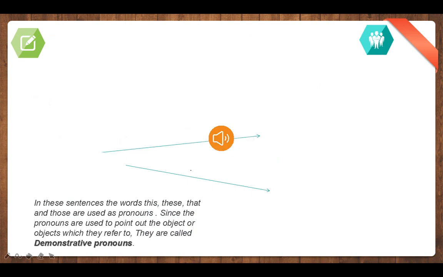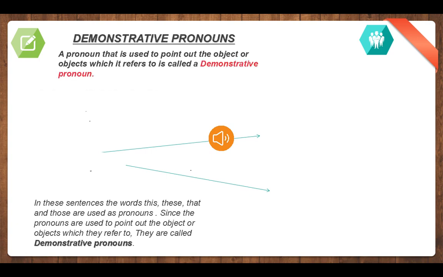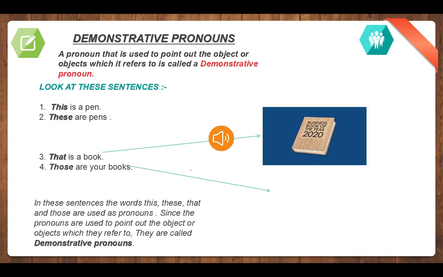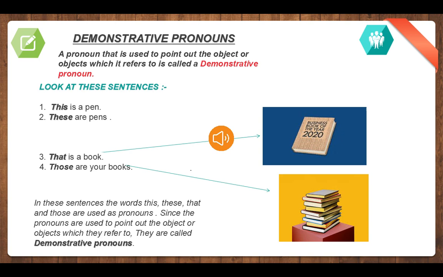Now come to demonstrative pronoun. A pronoun that is used to point out the object or objects which it refers to is called a demonstrative pronoun. Now, look at some examples. This is a pen. These are pens. That is a book. Those are your books. In these sentences, the words this, these, that and those are used as pronouns.